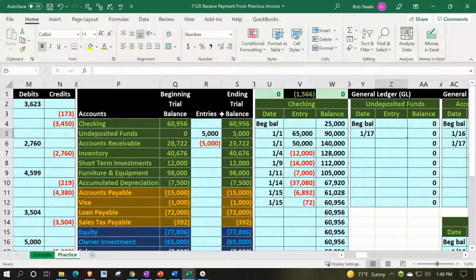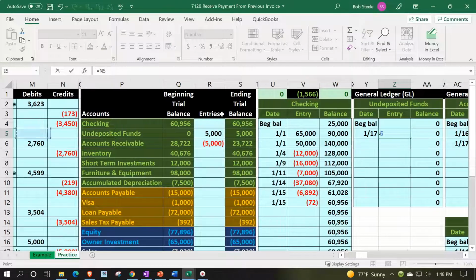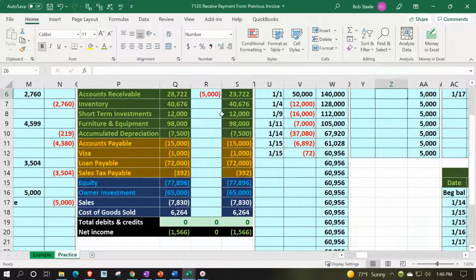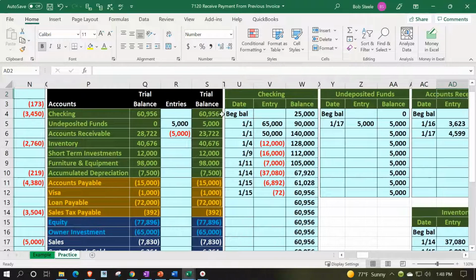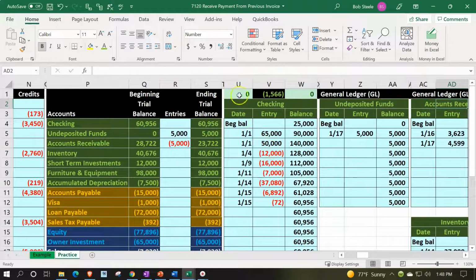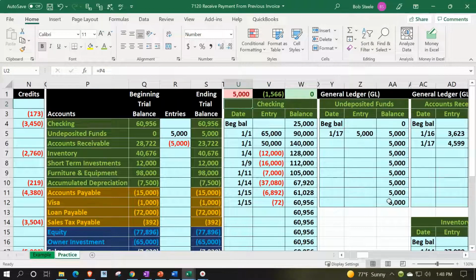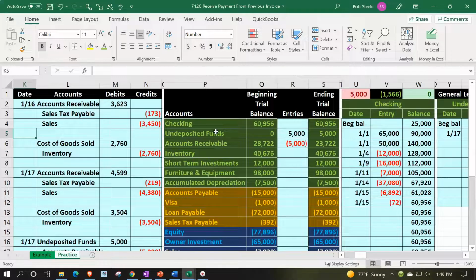So undeposited funds, so we're in Z5 equals left to the wall, down to the last transactions. We're picking up that 5,000, and there it is. We also have to add it to our little check figure up top because we should be out of balance by the 5,000. Double clicking on it, going to the end of it, plus, pointing to that 5,000, and now we're out of balance by 5,000. It matches what's on the trial balance here.